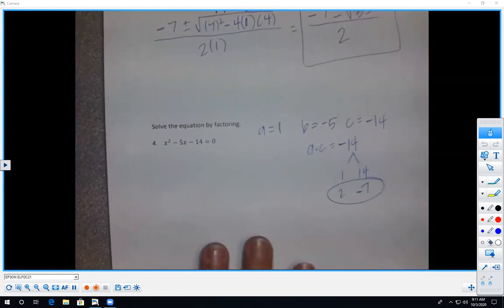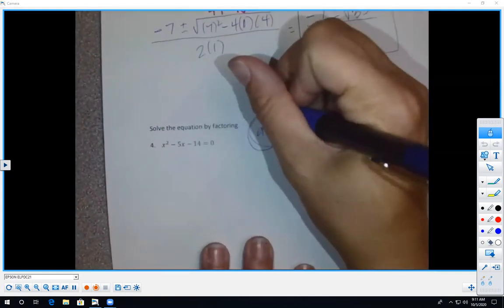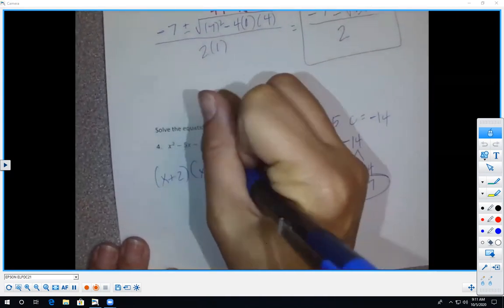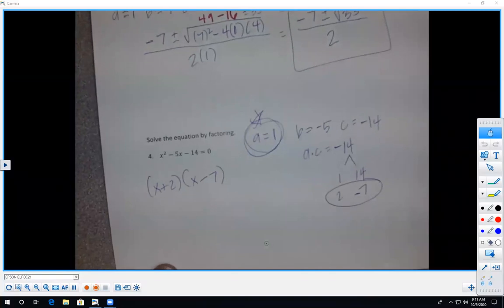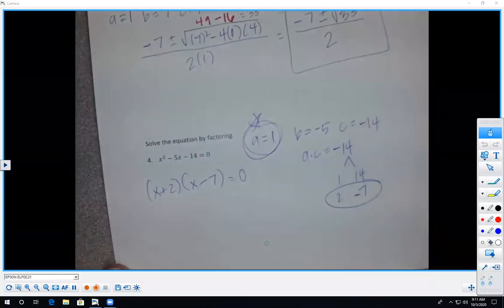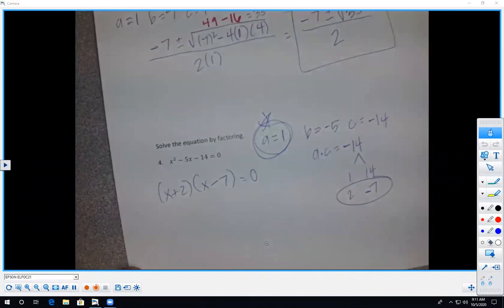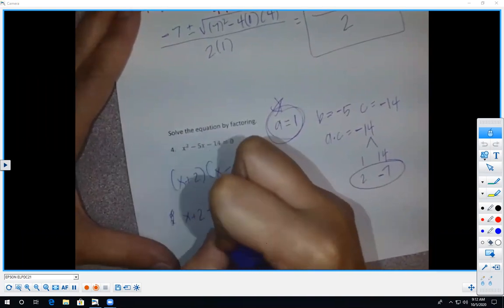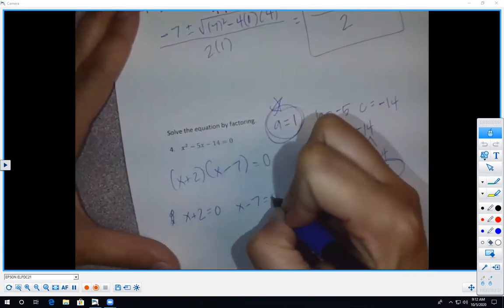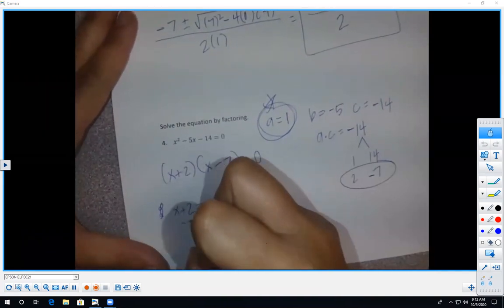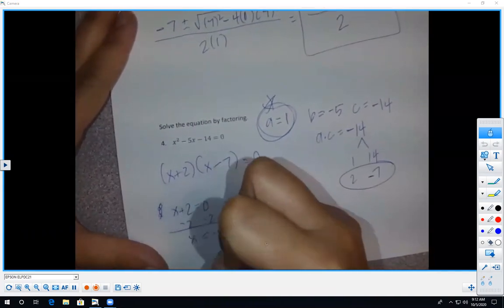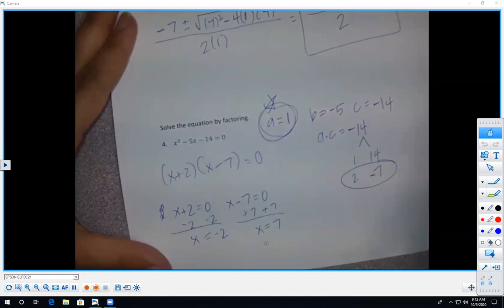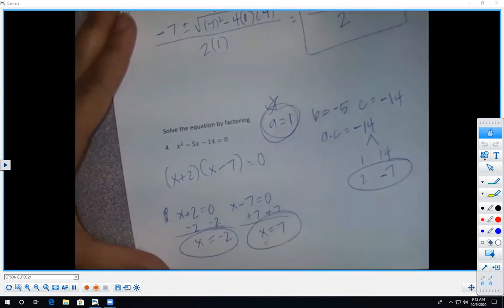Is this a shortcut problem? Yeah, A is 1. So it tells us those are my answers. It's x plus 2, x minus 7, those are my factors. How do I solve by factoring? Yeah, set both of them equal to 0. So x plus 2 equals 0. x minus 7 equals 0. Subtract 2 from both sides, and you get x equals negative 2. Add 7 on both sides, and you get x equals positive 7. So that's my 2 answers.